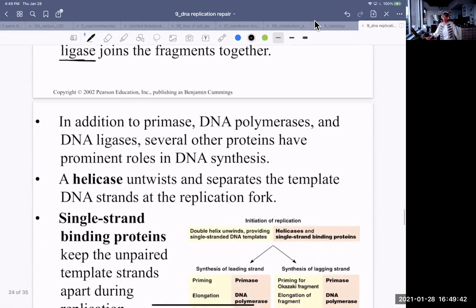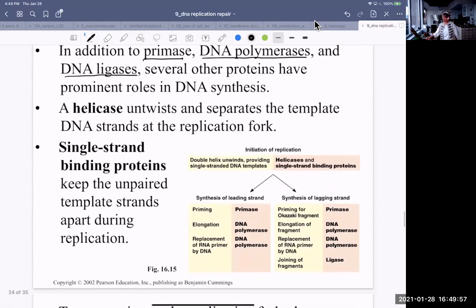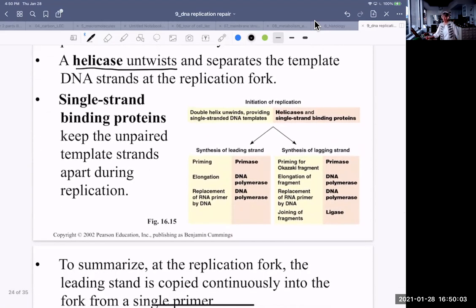And of course, there are more players in our process. In addition to primase, there's those DNA polymerases and DNA ligases. There's other proteins that have a prominent role. One is helicase, that's the untwister or the unzipper.